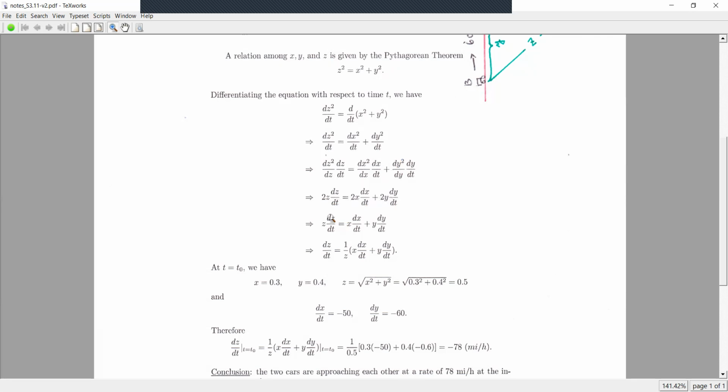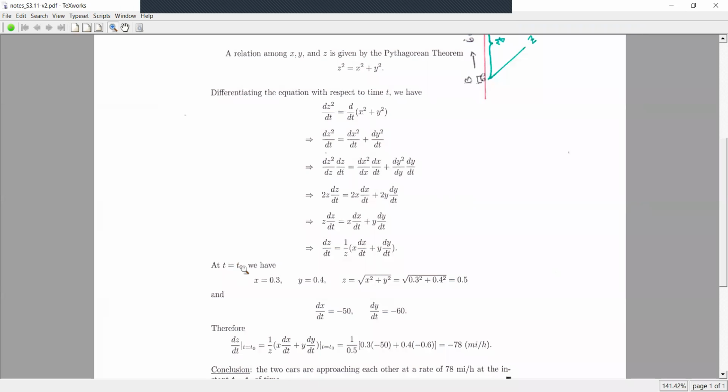Don't forget, I'm looking for dc/dt. I move c to the right side. Then I have this equation. This is the derivative of c with respect to the time t.